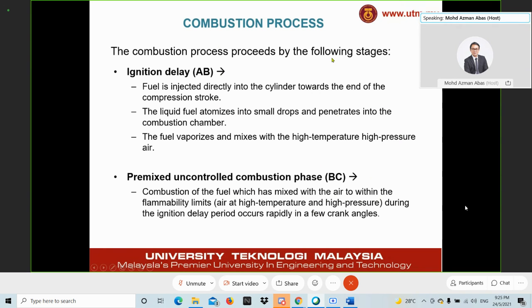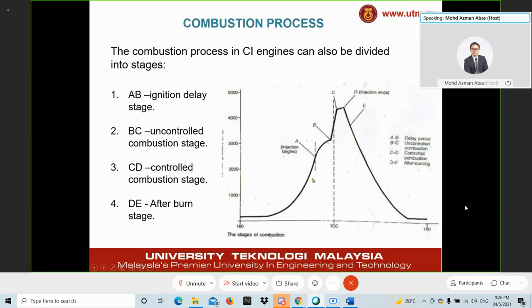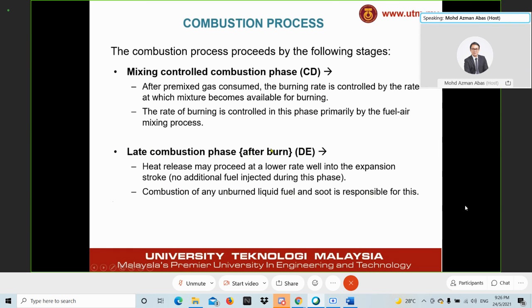So, the combustion process by the following stages. You can just go through each of the processes. Initial delay is A and B, the premix uncontrolled combustion phase is B and C. You can always refer to where it is positioned in the graph here. C, D is the mixing controlled combustion phase, and DE, which is the afterburn, is the late combustion phase.